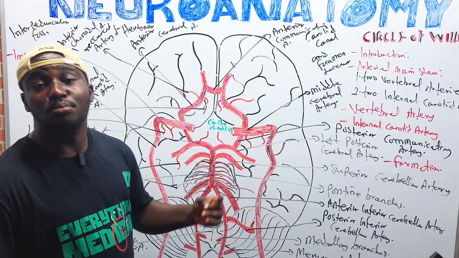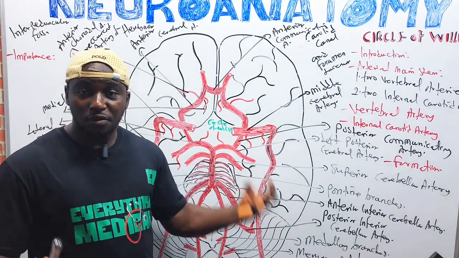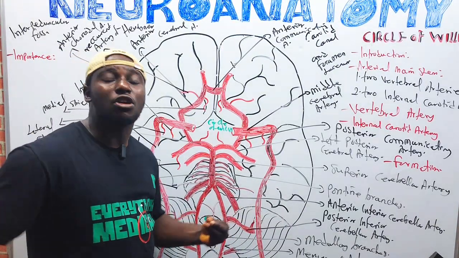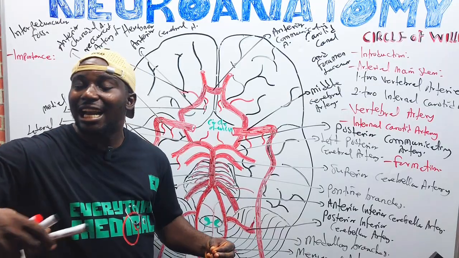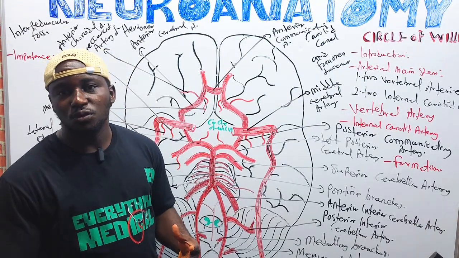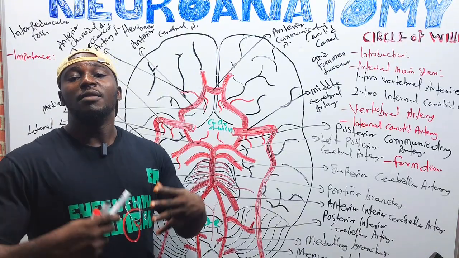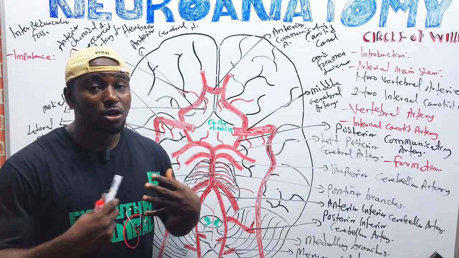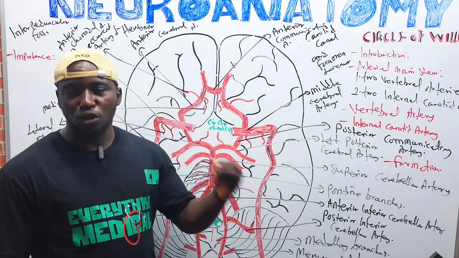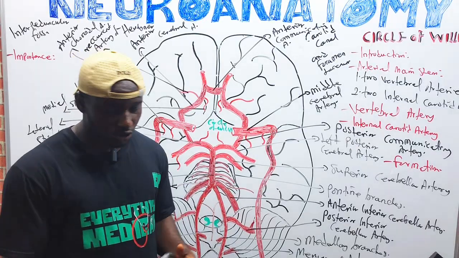Imagine if there is a blockage to a particular blood vessel in the brain, there will be a collateral supply, or it will provide another route of blood supply to the structure. That is the major significance of the circulus arteriosus, or the Circle of Willis. It provides collateral supply to the neural structures.